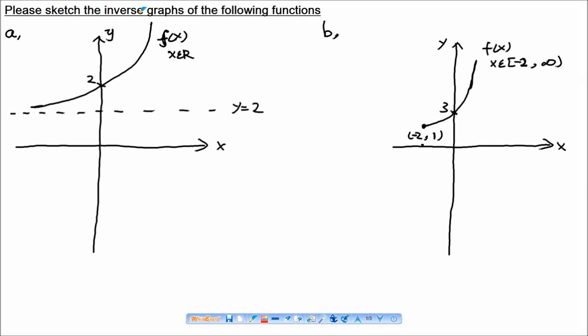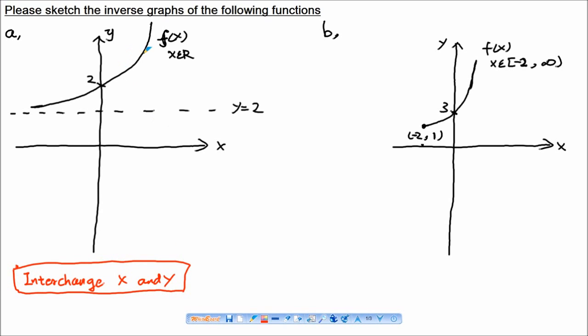Okay, now let's look at those example questions. Basically they ask me to sketch the inverse graph of the given function. A simple way to sketch those graphs is to use the method of interchanging x and y. So I'll show you how we do that now.